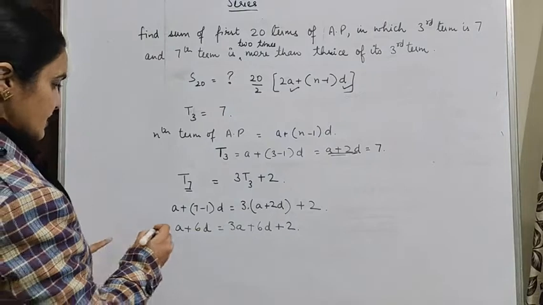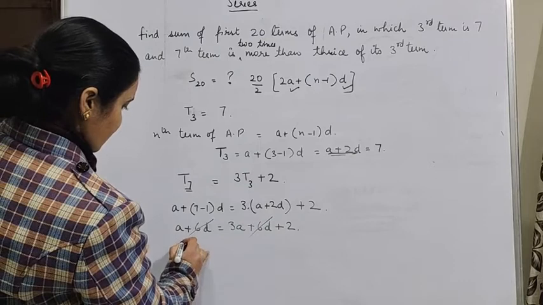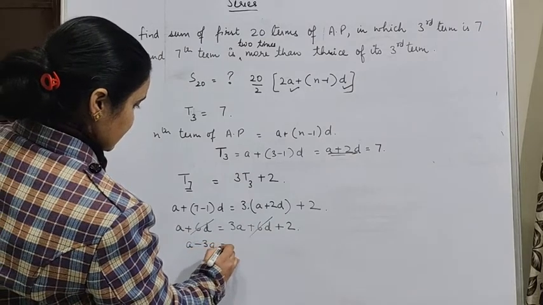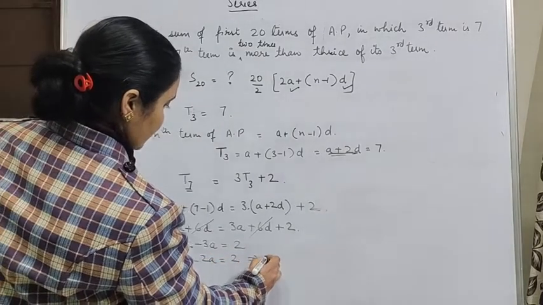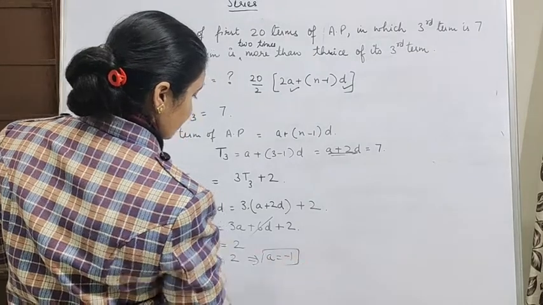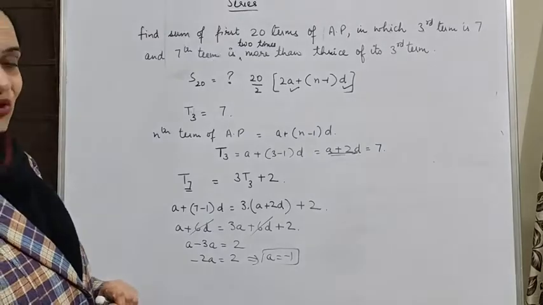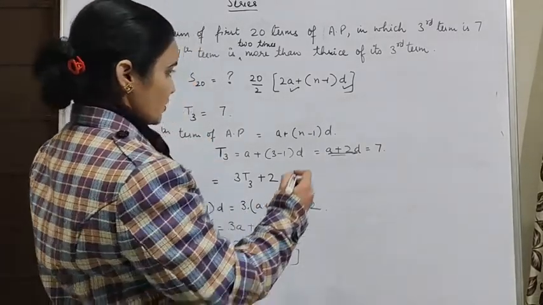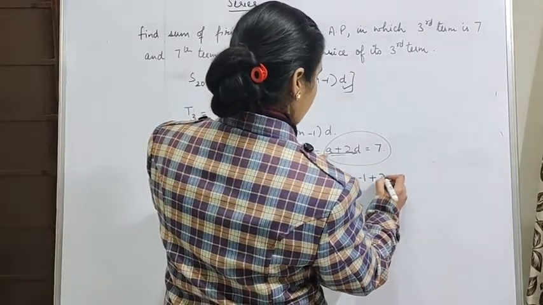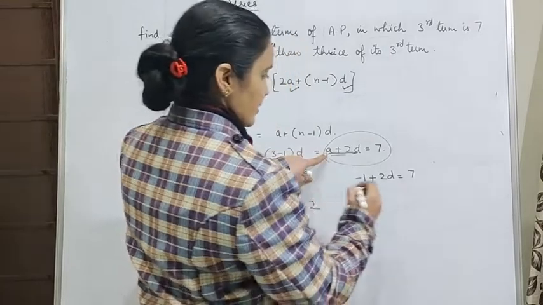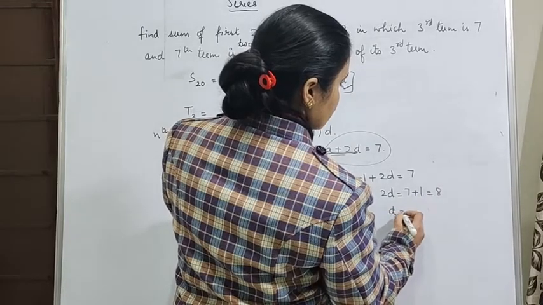So we have 6d with 6d cancel. So we have a minus 3a is equal to 2. So this is minus 2a is equal to 2. So this will imply a as minus 1. So you will get a as minus 1. Let us now find value of d. So you can use value of a here to find value of d. So a is minus 1, plus 2d is equal to 7. So we have 2d is equal to 7 plus 1 which is 8. So d is equal to 4.